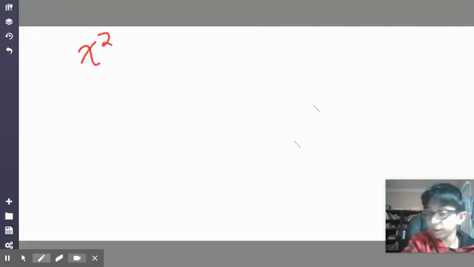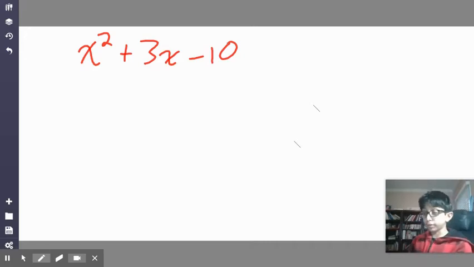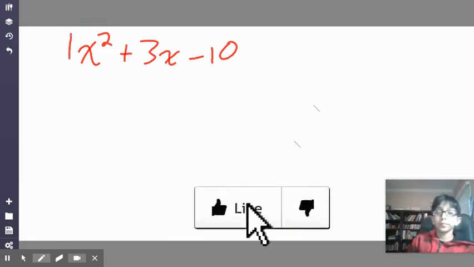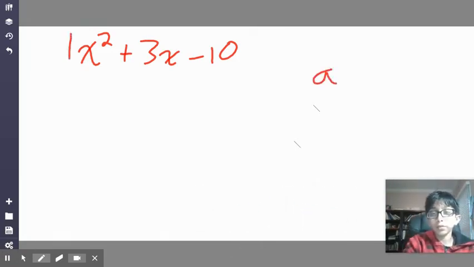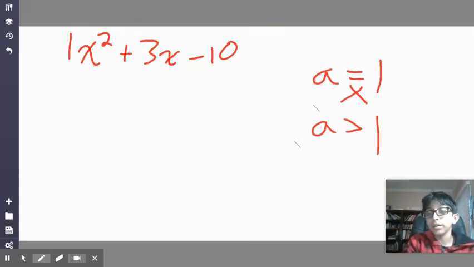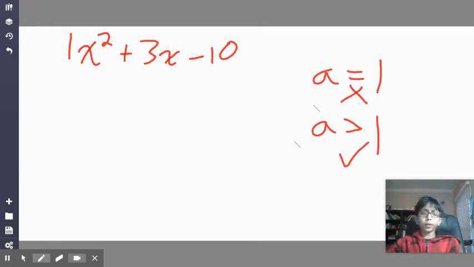Like x squared plus 3x minus 10. Now you don't even need the triple play method for this because that coefficient is 1. If that coefficient a is equal to 1, then you do not need the triple play method. If a is greater than 1, then you would need the triple play method. So for this problem, you would just factor it as usual.